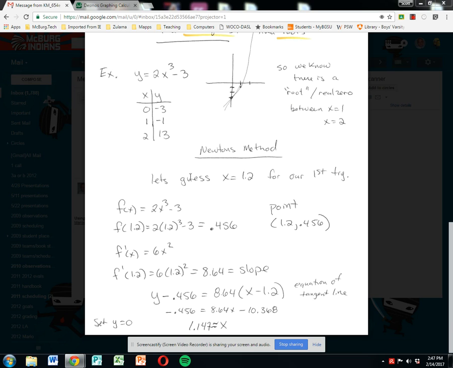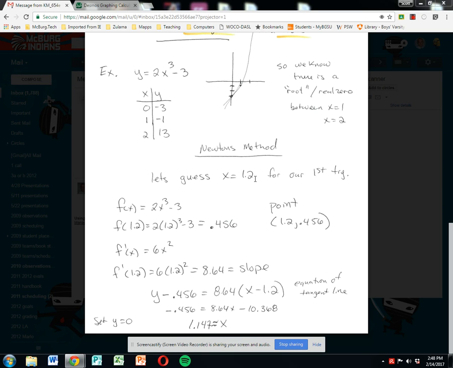So the first thing I'm going to do is put a good guess together. My first good guess is 1.2. That's a lot closer to 1 than it is to 2, so I'm going with it. First of all, we have to find a point. So we plug 1.2 into the original equation, and we find that the y value is 0.456. The second thing we do is find the derivative, and then plug 1.2 into the derivative. This is 8.64. This gives us the slope.